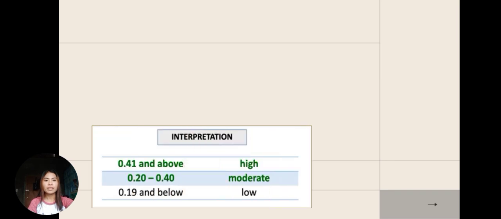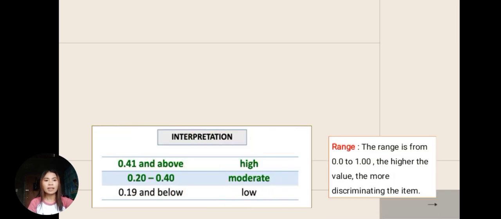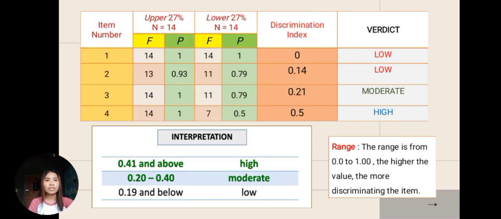So here comes the interpretation. As I have said earlier, the range is from 0.0 to 1.00. So the higher the value, the more discriminating the item. So from the table, we have this discrimination index in item 1, we have 0. Therefore, it is low.